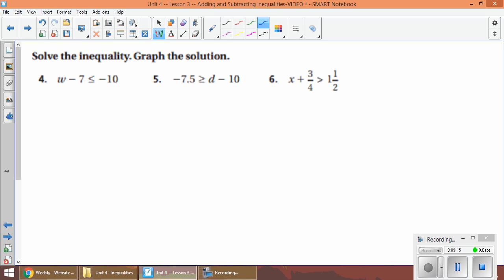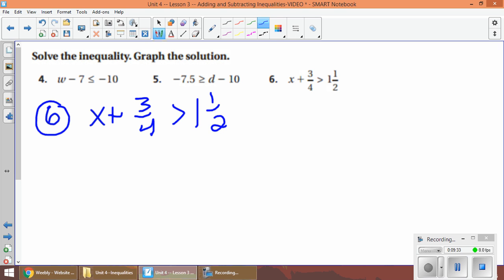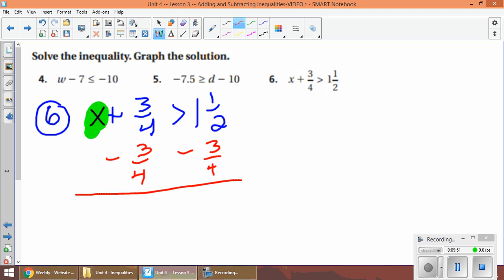Okay, and finally, here's number 6. x plus 3/4 is greater than 1 1/2. So my goal is to isolate the variable, and I do that by using inverse operation. We're adding 3/4 to x, so the inverse of adding 3/4 is subtracting 3/4. So what I do to one side, I do to the other.